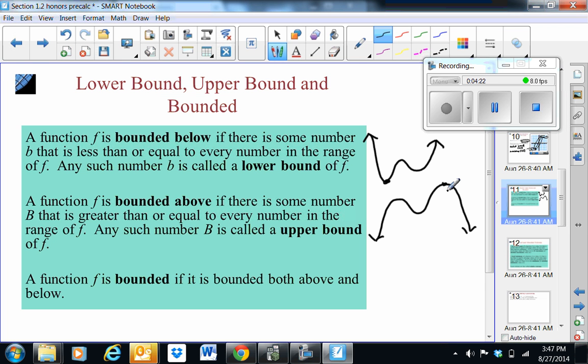A function is bounded if it's bounded both above and below. So let's say instead of arrows, we just have an endpoint. We have a function that goes like this. Maybe it looks like a period of a sine function. And in this case, there's nothing that's going on to infinity in either direction, so we'd say this one is simply bounded, meaning that it's bounded above and below. Boundedness is determined by the range or the y values in the function.